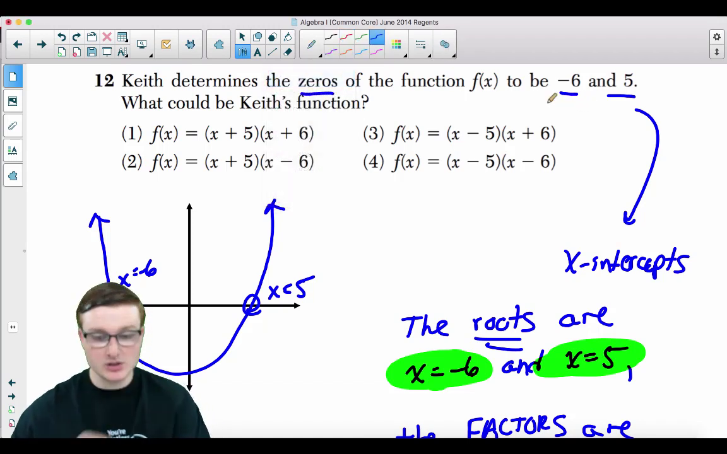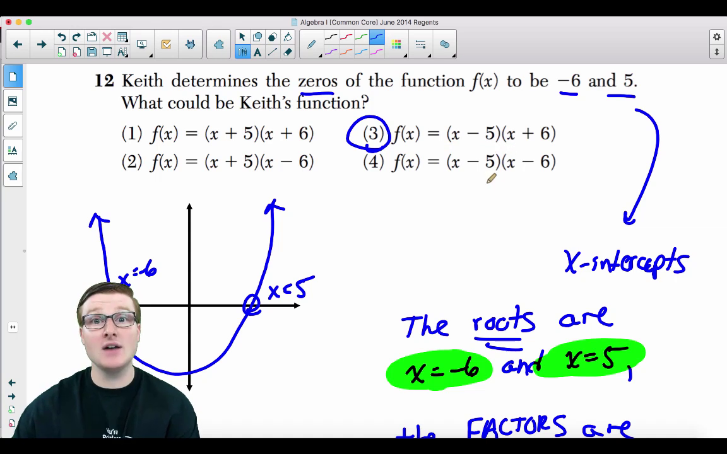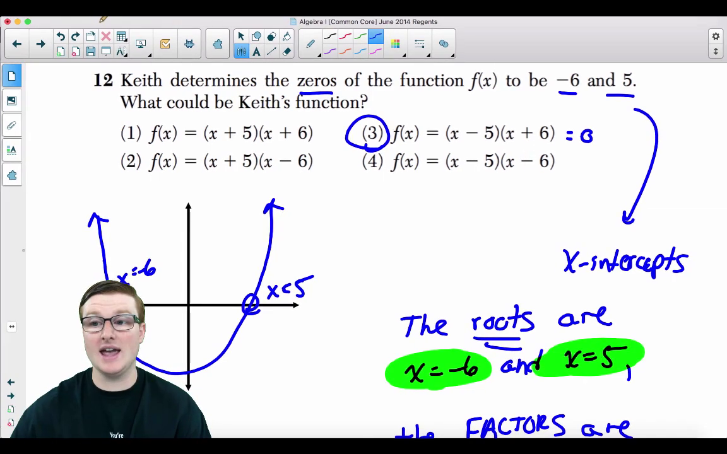So your answer for this one is going to be choice 3, x minus 5 and x plus 6, because if you set this whole function equal to 0 and you T-bar it, you get 5 and -6, and that is going to be your answer.